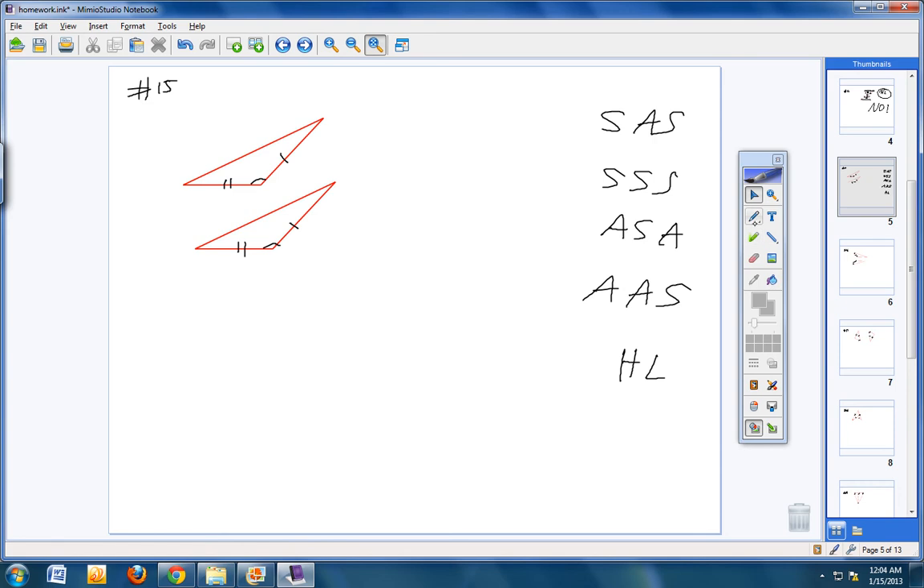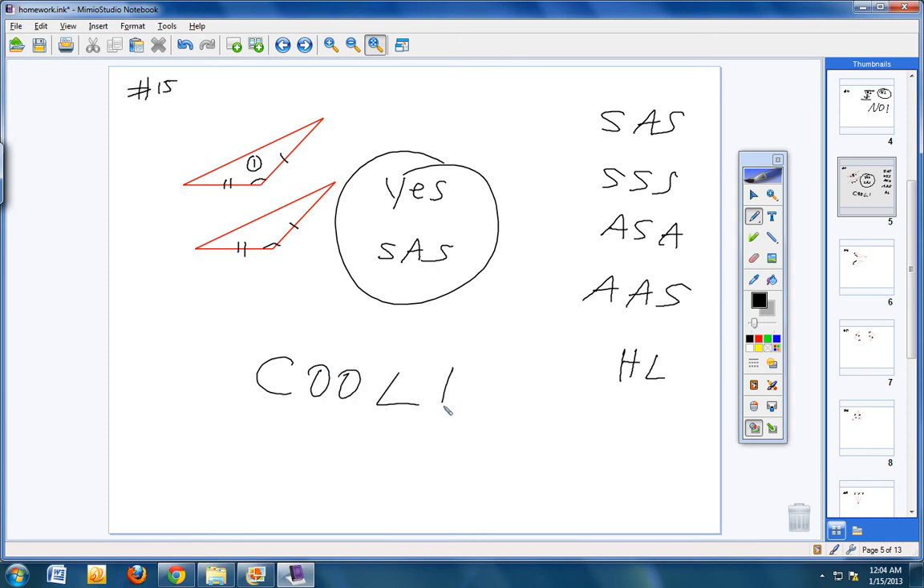All right, moving on. Now, can we use any of these? Oh, this is so easy. Look at triangle number 1. You have a side congruent to a side. You have a side angle side congruent to a side angle side. This is pretty easy. Yes, you can state they're congruent by what method? Side angle side. Cool. All right, number 16.